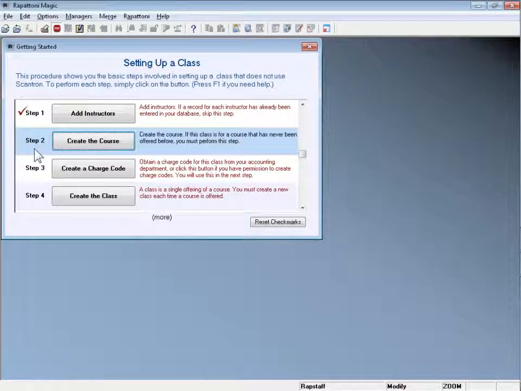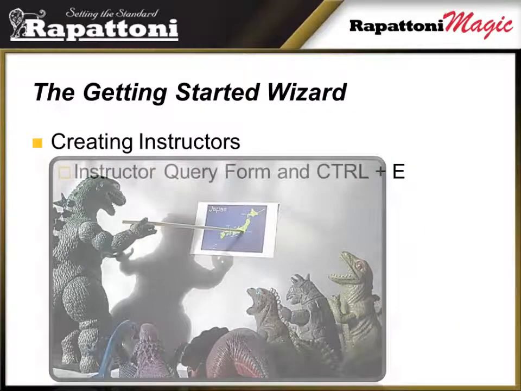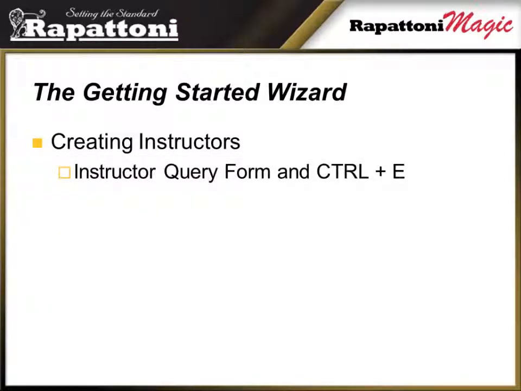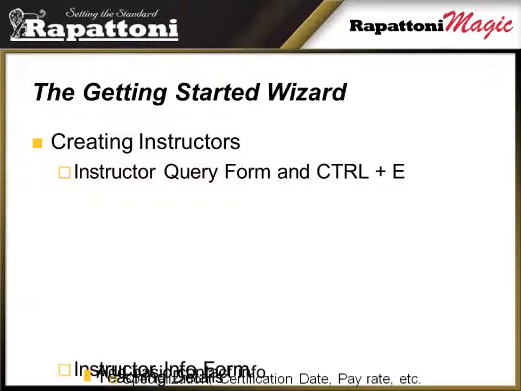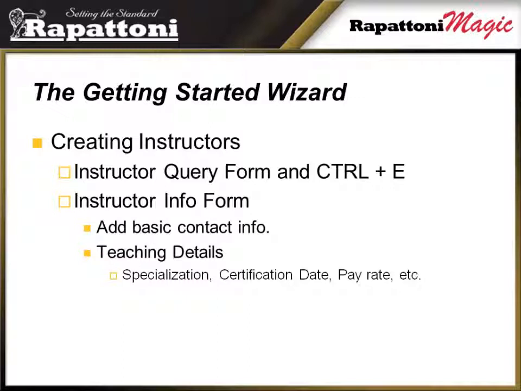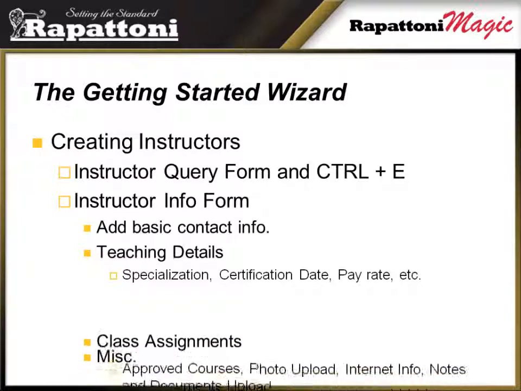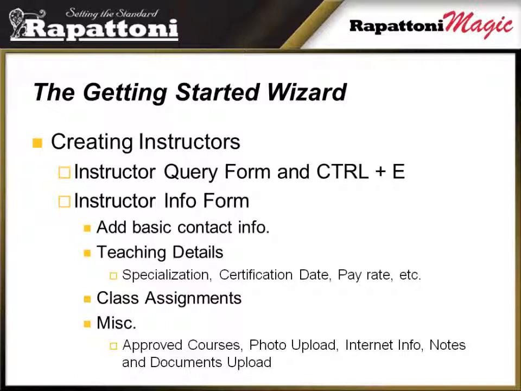Let's review. So the first step in getting started to create a class is to create your instructors. You'll go to the Instructor Query form and press Ctrl-E on your keyboard to establish or create a brand new record. In the instructor information form, you'll add some basic contact information, their specializations, their certification, their rate of pay. You can assign their class assignments directly from here, and there's some miscellaneous items you can also add, like what courses they're approved to teach, upload a photo, internet info, personal notes, and any documents related to this instructor.